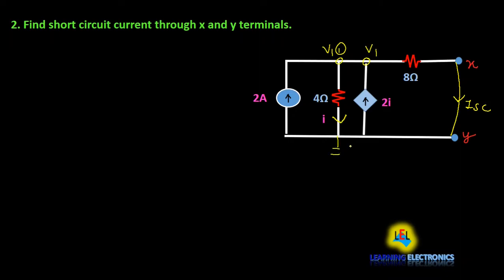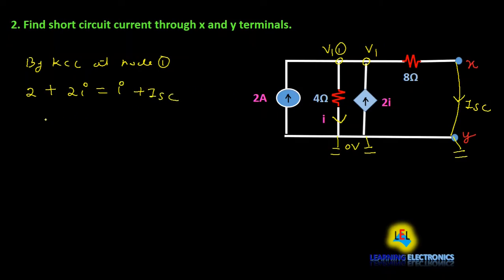This is a ground node, it has zero potential. This is also a ground node, so Y is also a ground node, and since X and Y are short circuited, X is also a ground node. Okay, now we will apply KCL at node 1. By KCL we know that sum of incoming currents is equal to sum of outgoing currents. So here 2 ampere is incoming current, and this 2I is also incoming current, equal to outgoing current, which is I plus ISC. From this we get ISC is equal to 2 plus I.